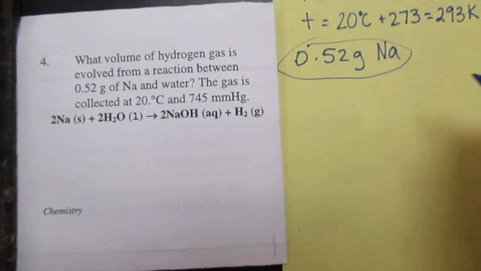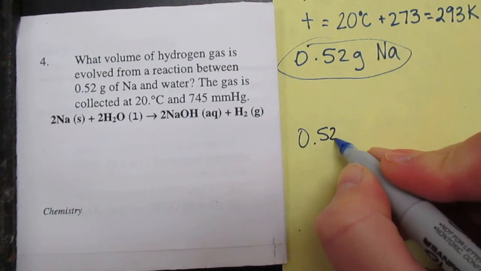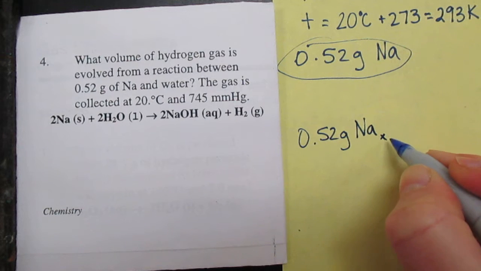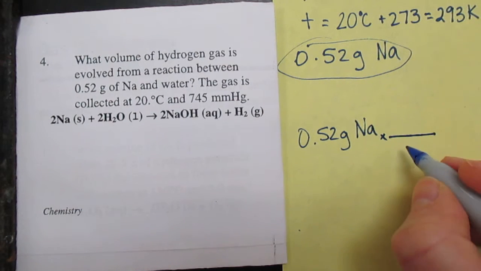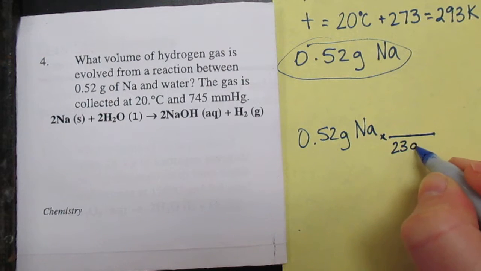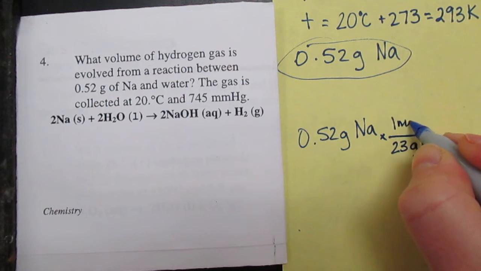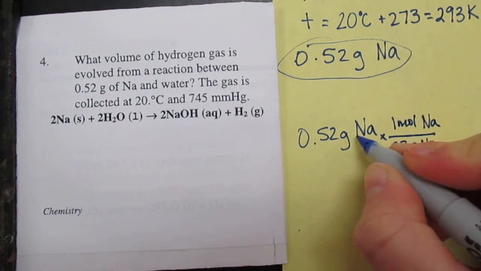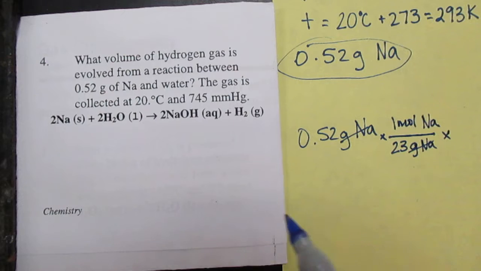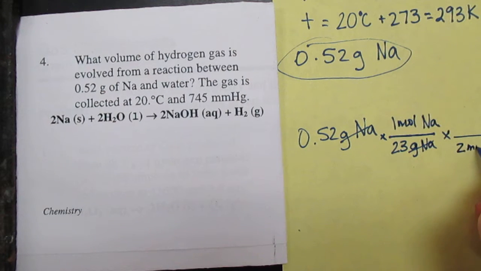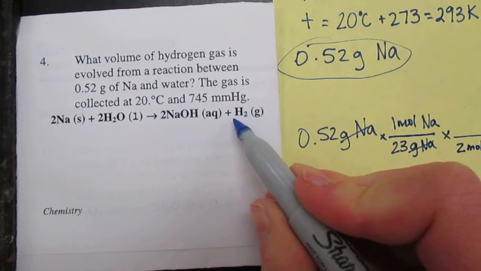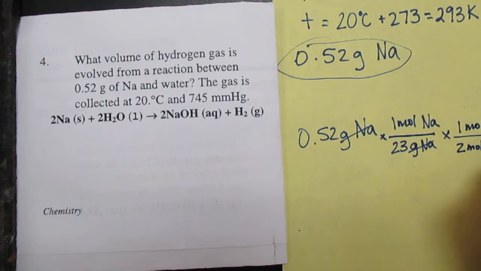All right, 0.52 grams of sodium. First thing you need to do is convert to moles of sodium. There's 23 grams of sodium in 1 mole of sodium. So I canceled that unit. Now if you take a look at your equation, you're next going to be looking at the mole ratio. Sodium has a 2, and that's what I'm going to be canceling: 2 moles of sodium for every 1 mole of hydrogen. So I've canceled my moles of sodium, and now I'm at moles of hydrogen.